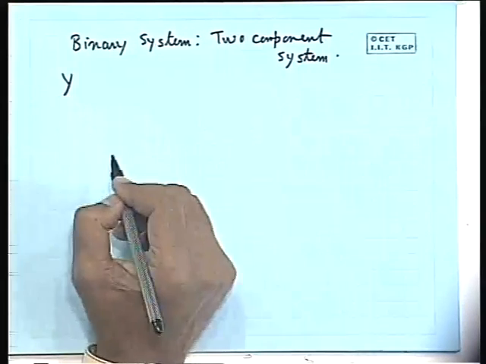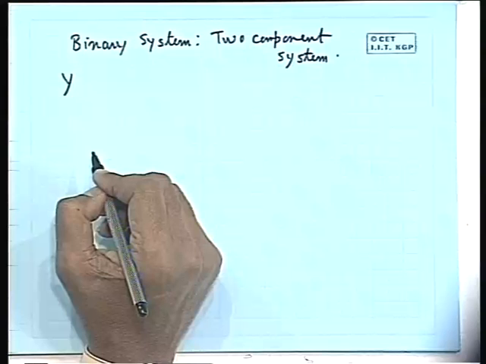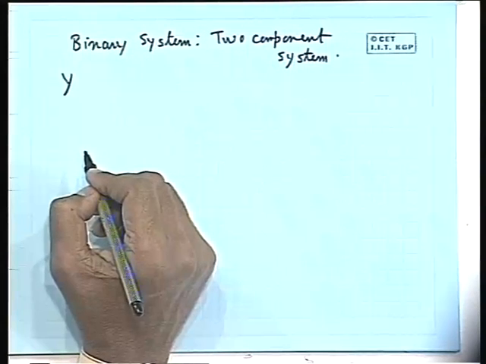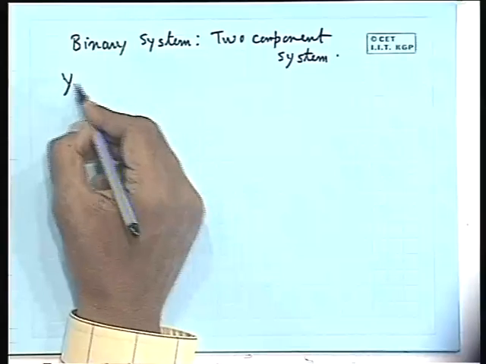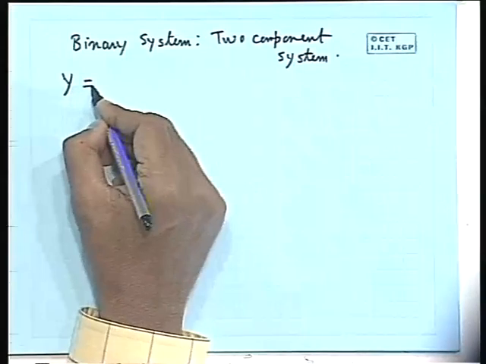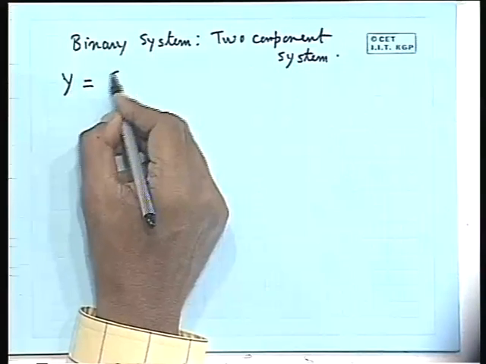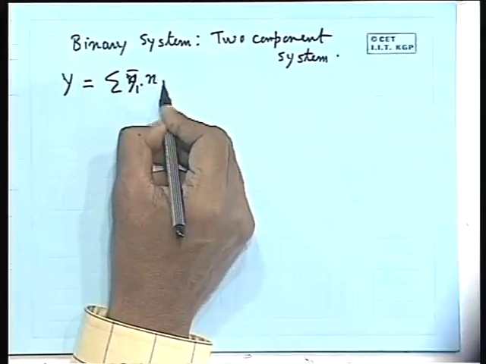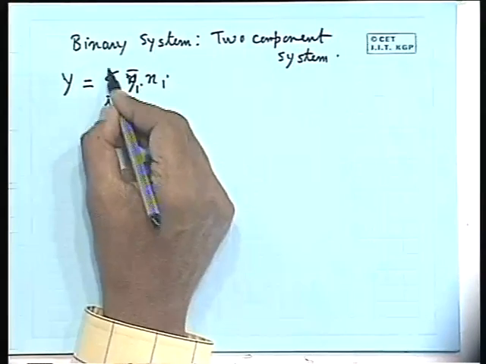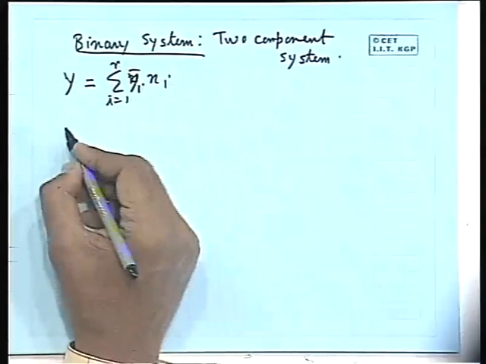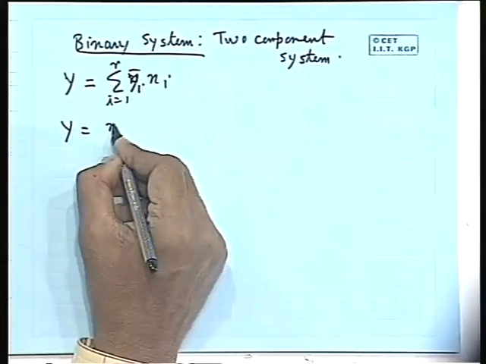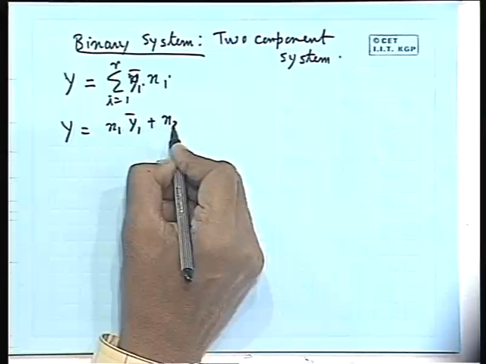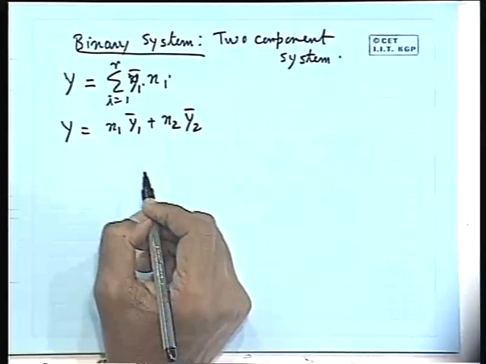Let Y be an extensive property. So we know that if Y is an extensive property in a multicomponent system, we can write Y is sigma n_i Y_i bar, i equal to 1 to r. So for a binary system we can write Y is n1 Y1 bar plus n2 Y2 bar.